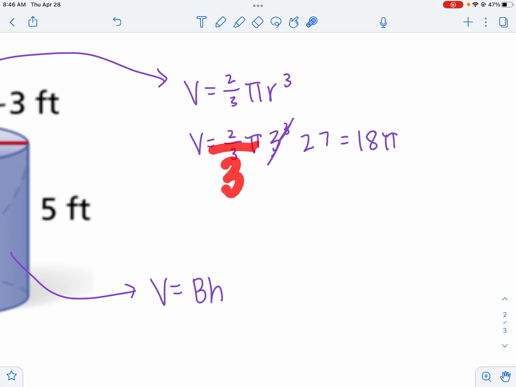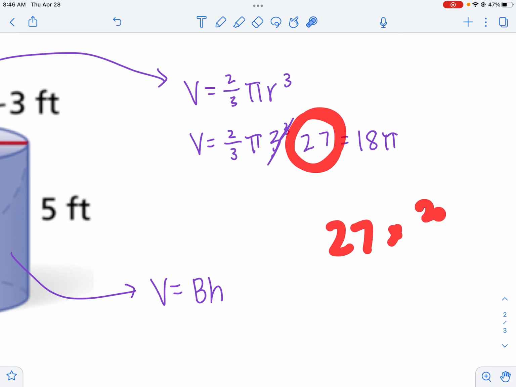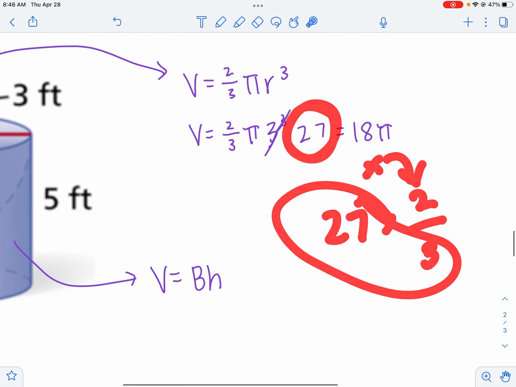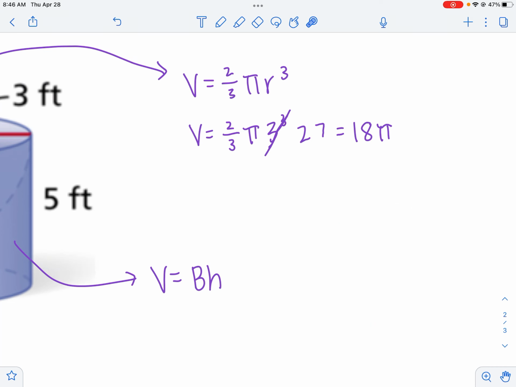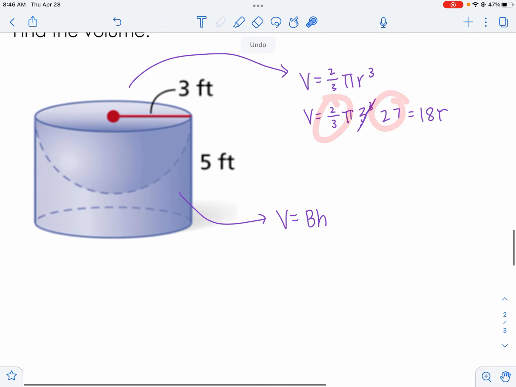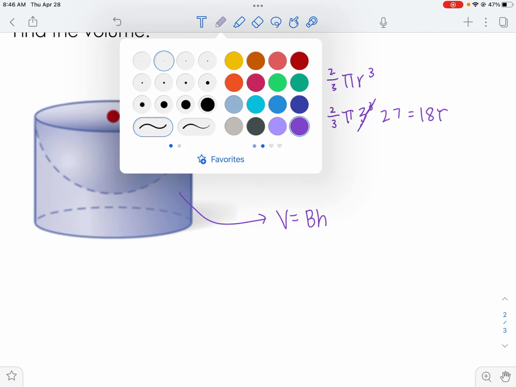So you divide by what you have in the denominator and then you multiply by what you have in the numerator. So if you have 27 times 2/3, I do 27 divided by 3 and then I multiply it by 2. So 27 divided by 3 was 9, 9 times 2 is 18. You get the same thing if you do 27 times 2/3 in the calculator. Okay, now that's our hemisphere, but we have our cylinder as well.